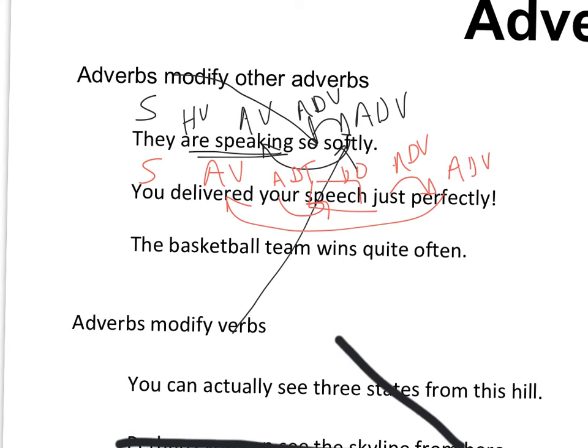And then the final sentence, the basketball team wins quite often. Here's my action verb, my subject. This is an adjective that's modifying the subject. And then, how do they win? Or when do they win? They win often. That's an adverb, and quite then is modifying that adverb. So again, we've got an adverb that's modifying a verb, followed by an adverb that's modifying another adverb.